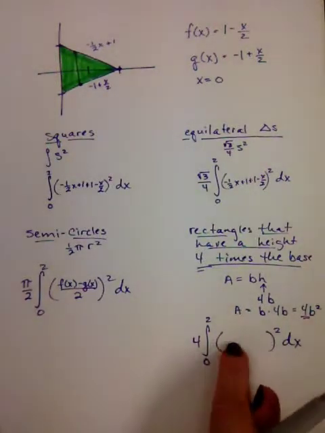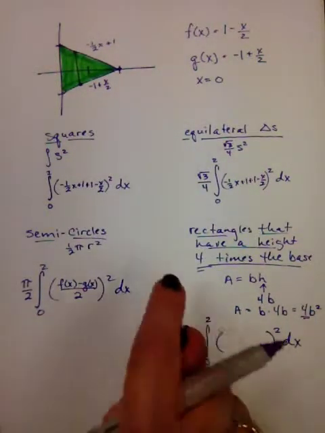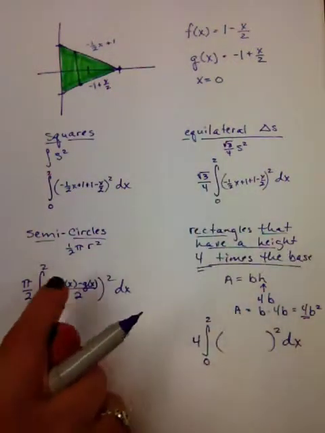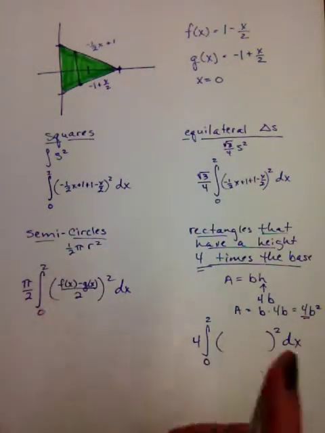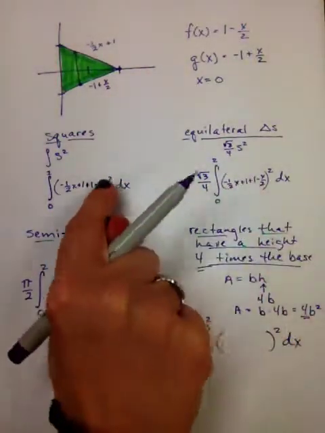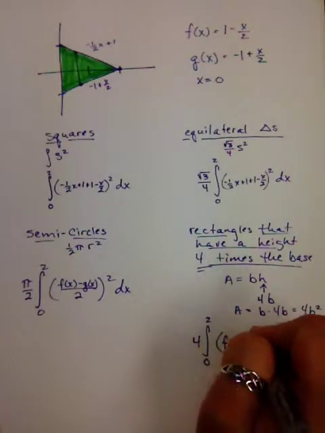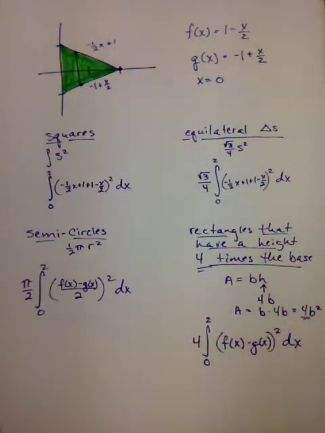So the base of my rectangle is the same thing as the side length of my square, the side length of my equilateral triangle, and the diameter of my semicircle. I could write it like I did up here. I could simplify these, or I could just say f of x minus g of x. It depends on what the specific problem is asking for.